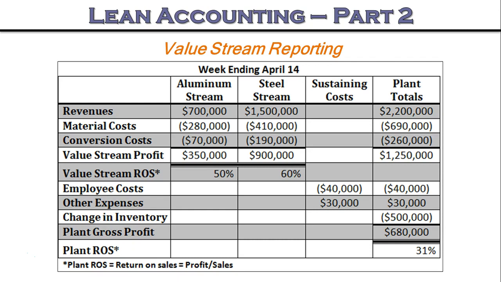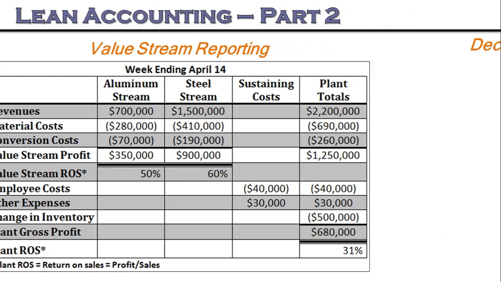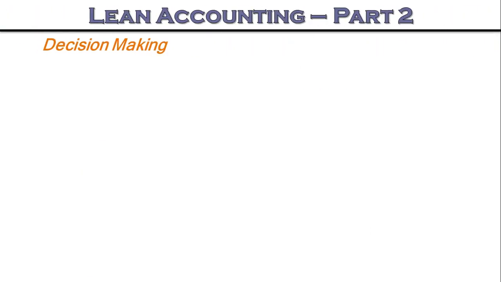To avoid distorting the current week's performance, inventory reductions are reported separately from the value stream contributions. Adding the inventory changes also allows the income to be stated correctly for external reporting. Using the average product cost for a value stream means that the individual product costs are not known.